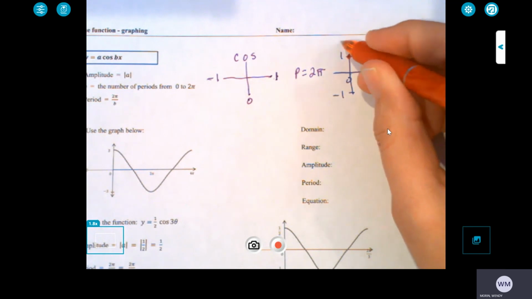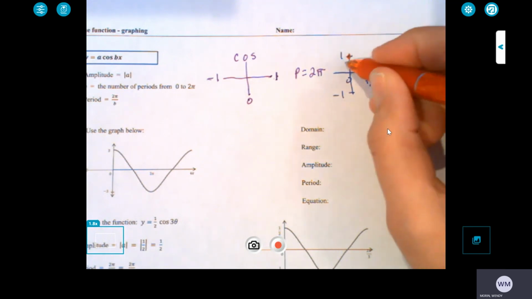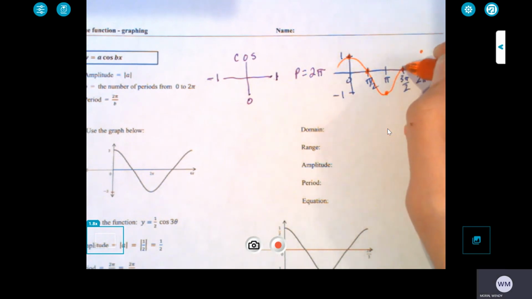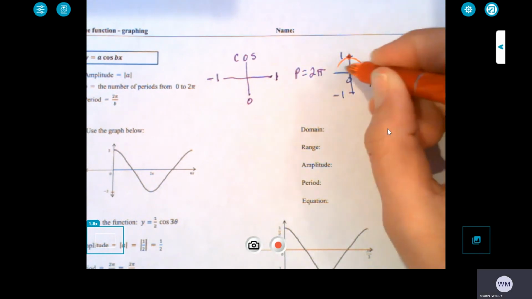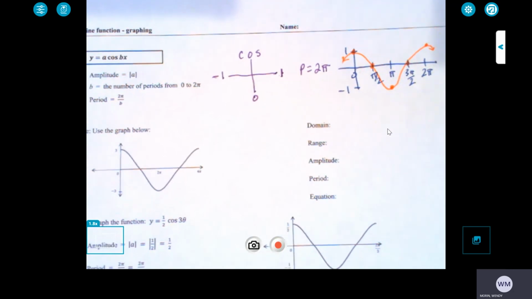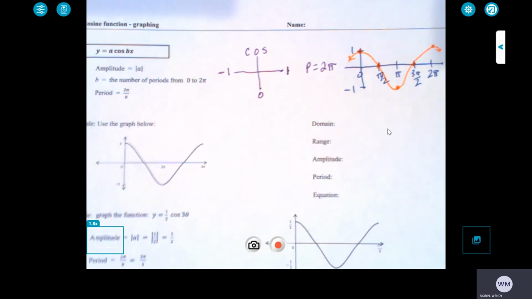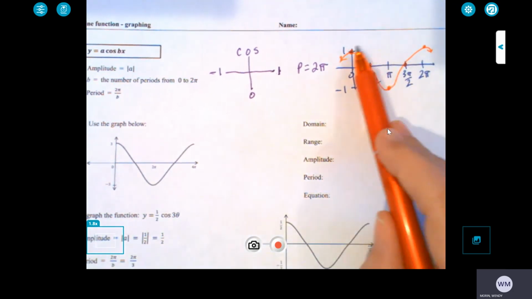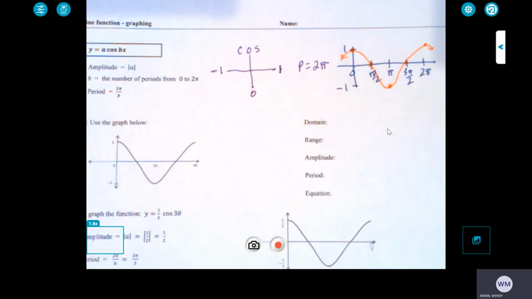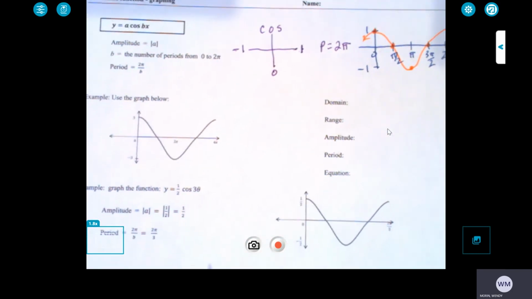Now, don't put an arrow up here. This is as high as it goes. So if you want to put an arrow on, the arrow should go here. So that is the standard cycle of a cosine graph. It starts at a different location above the equilibrium or the midline. And that's the only difference.